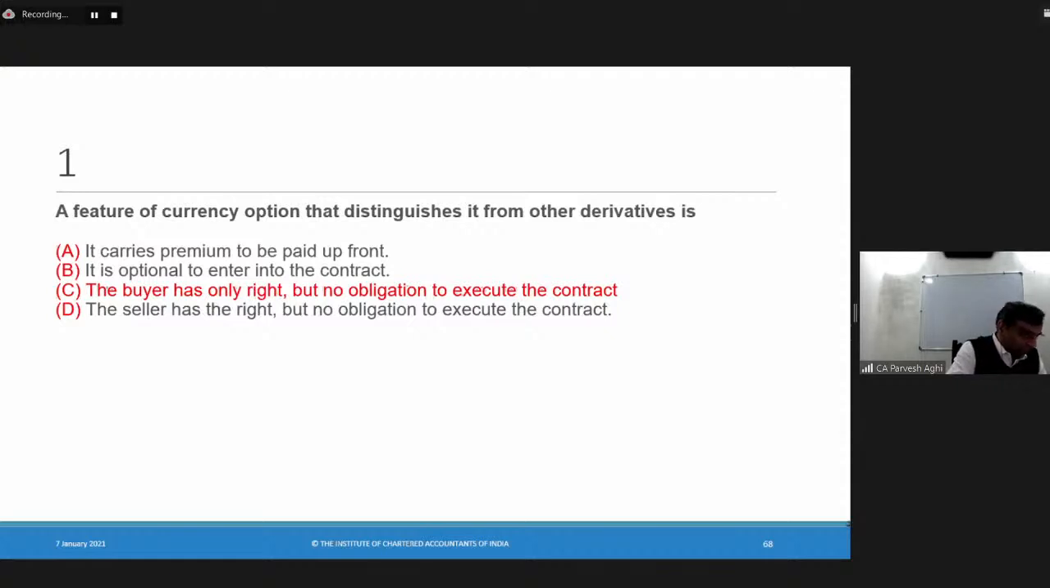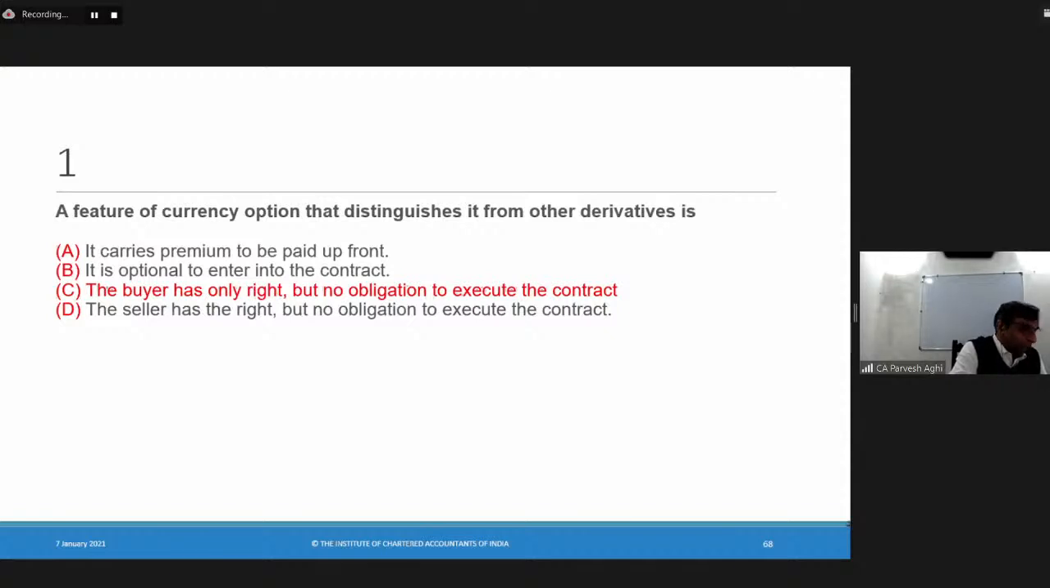So the answer is C. Sumit, the answer is C. And A, it carries a premium upfront. Chavi, your answer may be right, but what is the distinguishing feature? That it carries a premium paid upfront. Your answer may be right in one respect, but the main feature which distinguishes it from other derivatives, where you don't have to pay the premium, is that the buyer has only the right but no obligation to execute it. I think Sumit has well understood it.